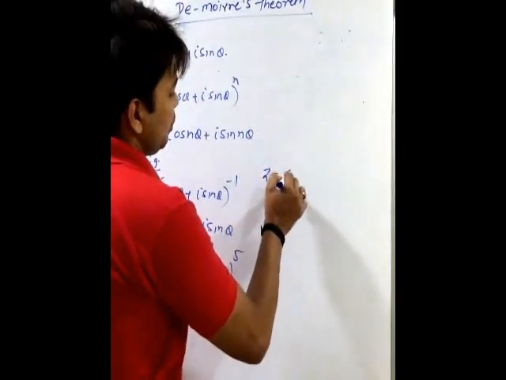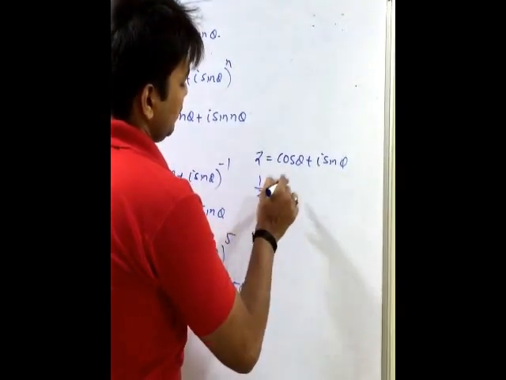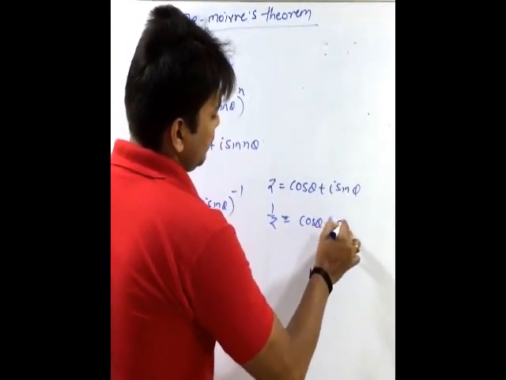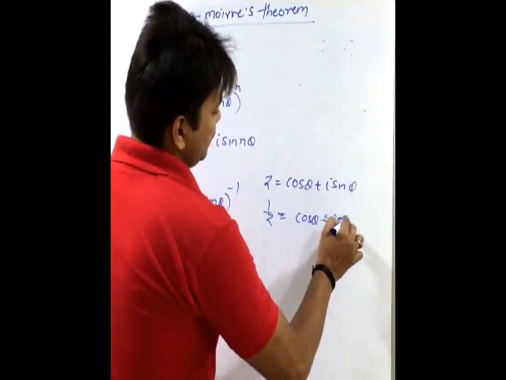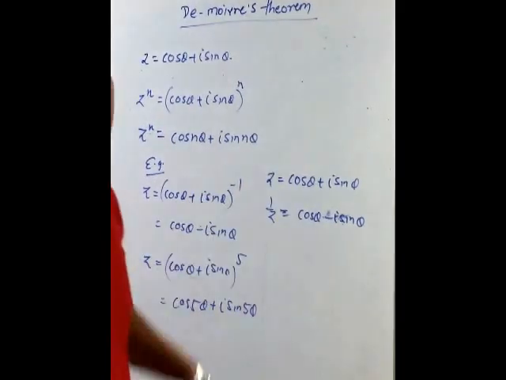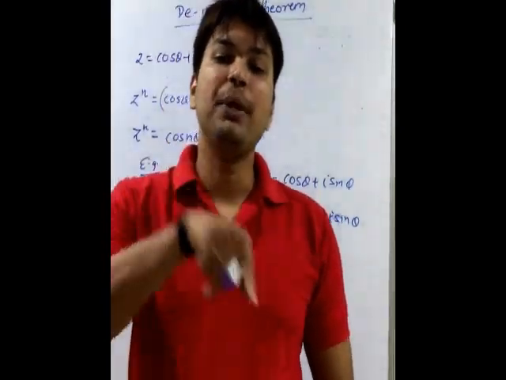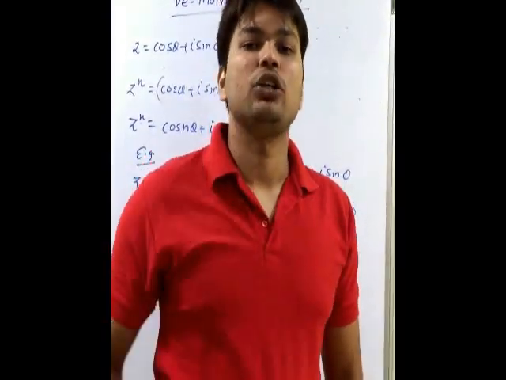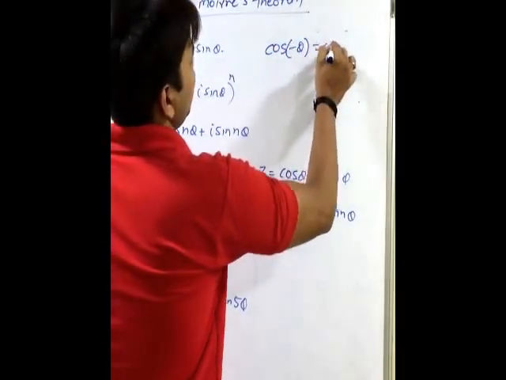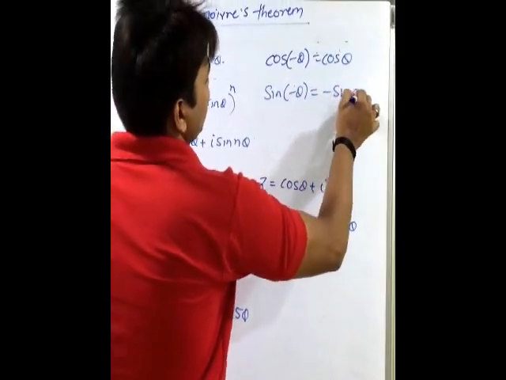Suppose we have z equal to cos theta plus i sin theta. So what is 1 by z? 1 by z will be cos theta, not plus, it's minus i sin theta. How? Now 1 by z you can write as z inverse, that is z raised to minus 1. So cos theta plus i sin theta raised to minus 1 will be cos minus theta, and cos minus theta is cos theta, right? Sin minus theta is minus sin theta.